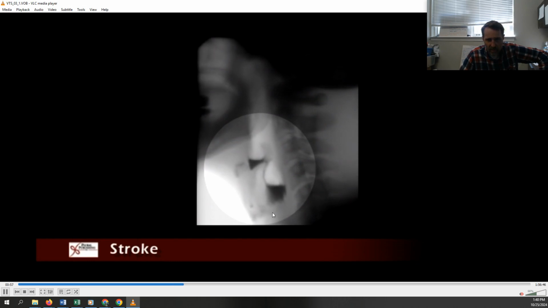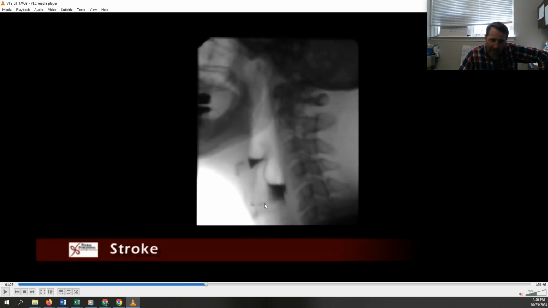And there you see some aspiration. There's even more going down the back wall of the airway. Now we've got some penetration sitting on top of the vocal folds. And you also did see little pieces of the barium getting into the UES, moving past the UES into the esophagus. It's a very weak pharyngeal constriction.